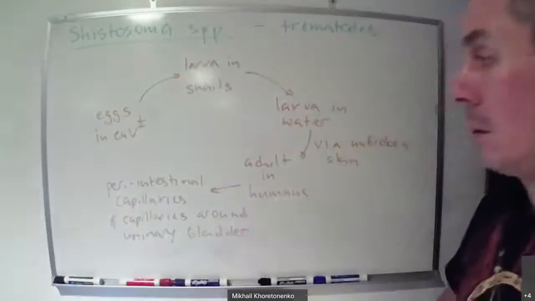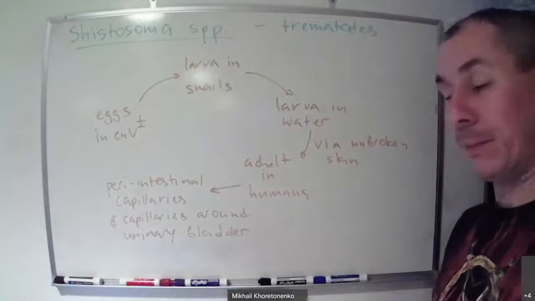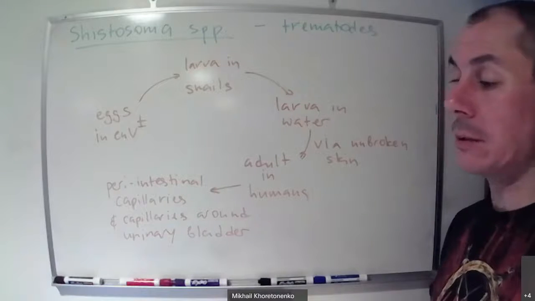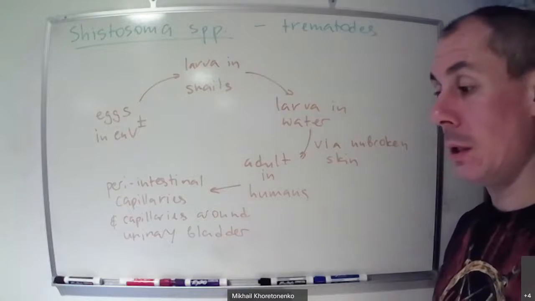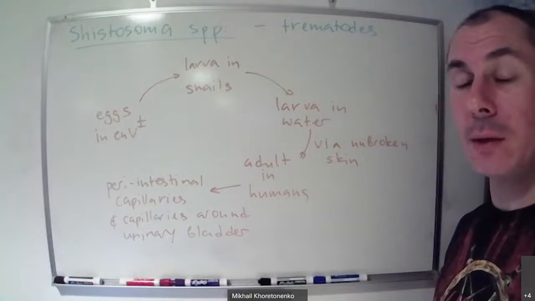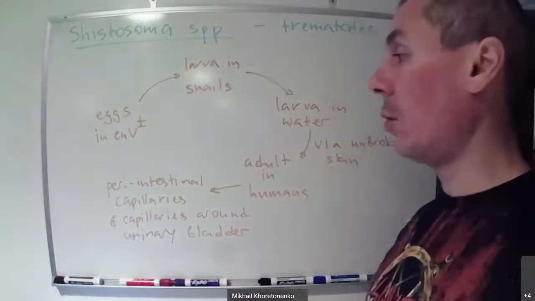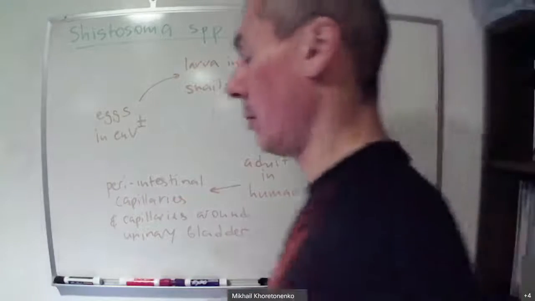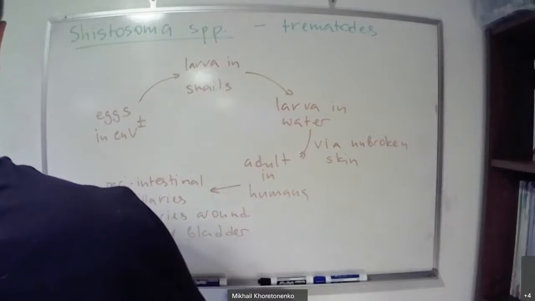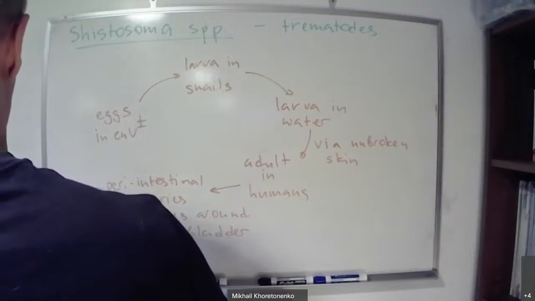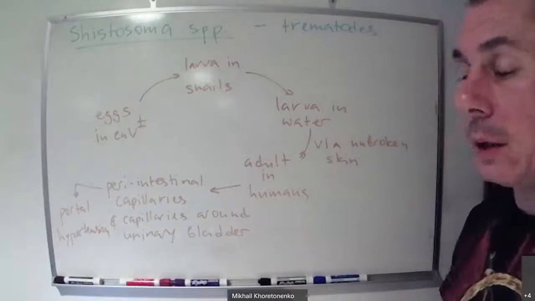Does that make sense? The capillaries that surround the intestine and the capillaries that surround the urinary bladder. So capillaries that surround the intestine are part of the portal system that drives the blood from the intestine to the liver, of course. So infection of peri-intestinal capillaries may lead to portal hypertension, liver failure, hepatomegaly.